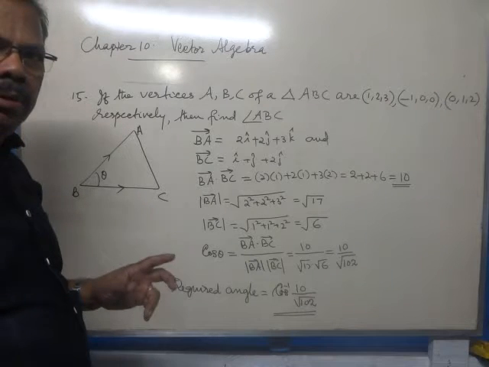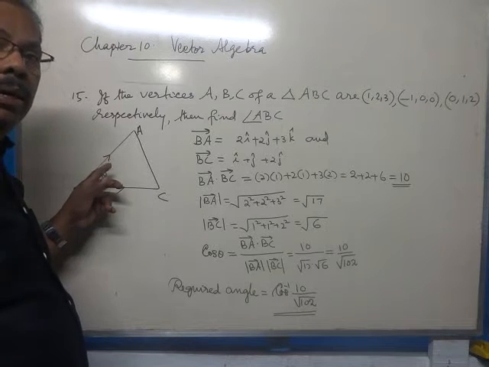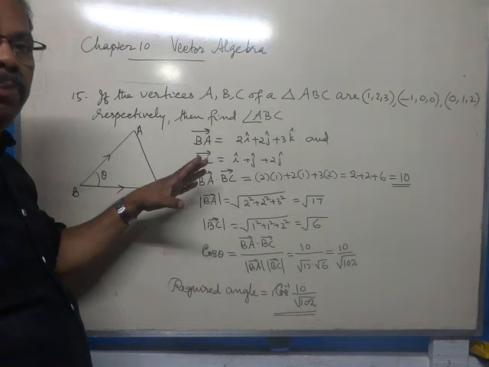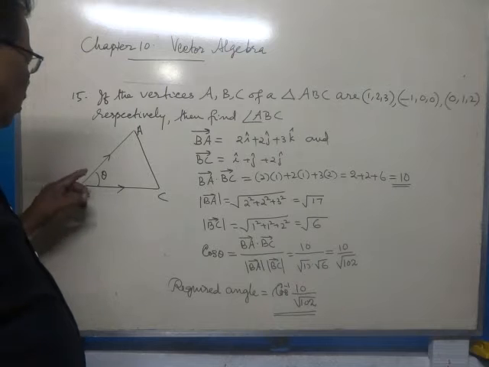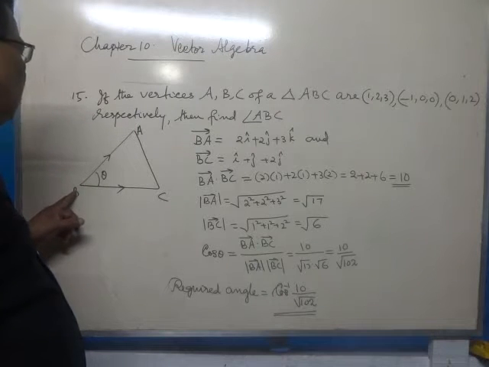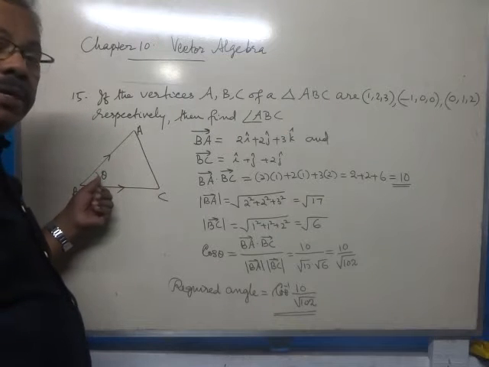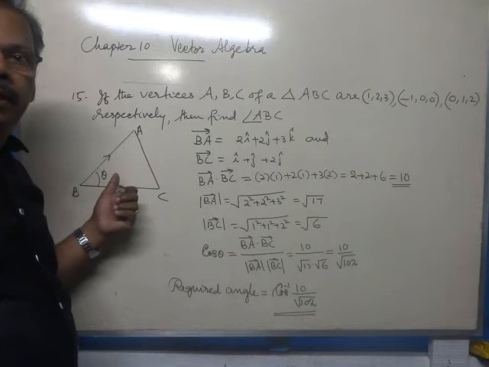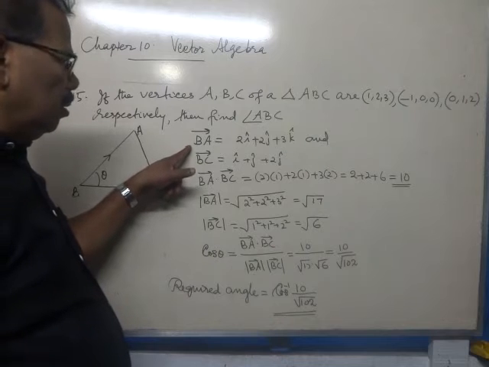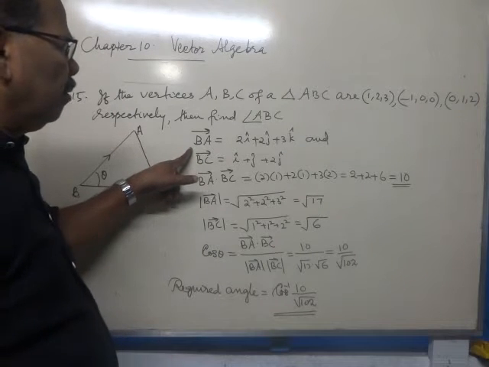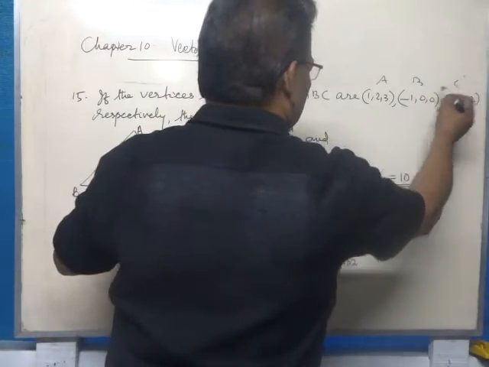When considering the angle between two vectors, those vectors must be either diverging from a point or converging to a point. Therefore, we must take vector BA and vector BC for considering the angle theta. Theta is the angle between those two vectors. Therefore, we shall calculate what is vector BA. Vector BA, this is A, this one B, and this BA.